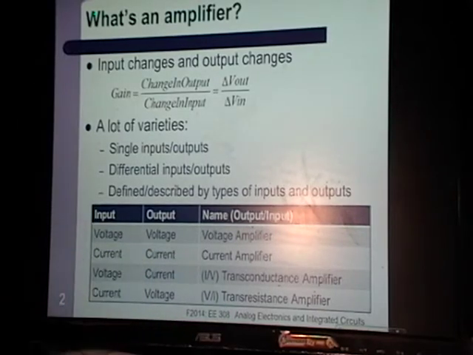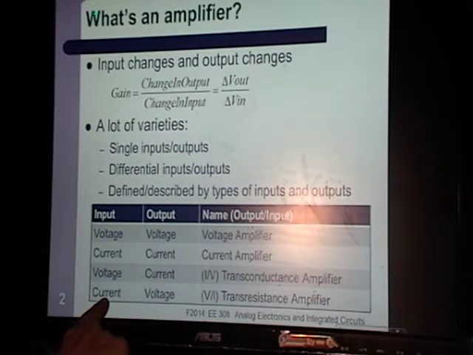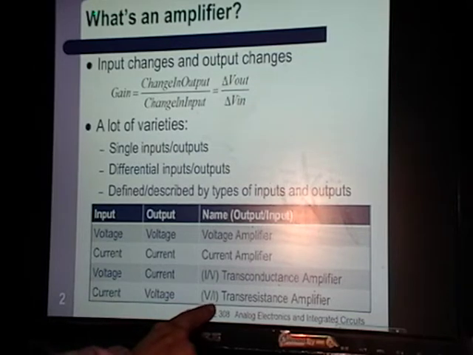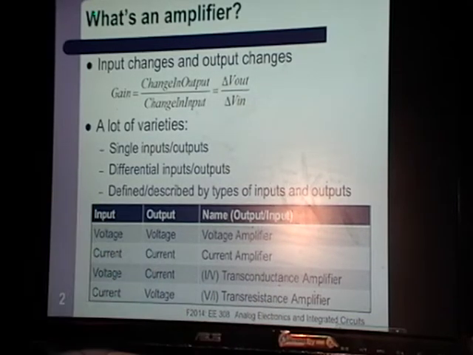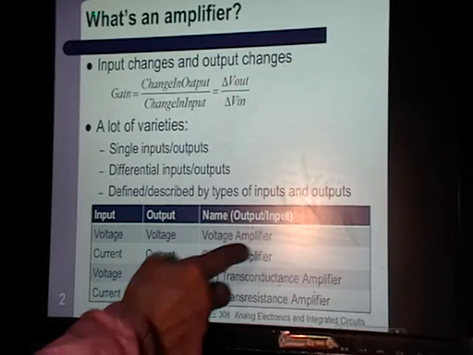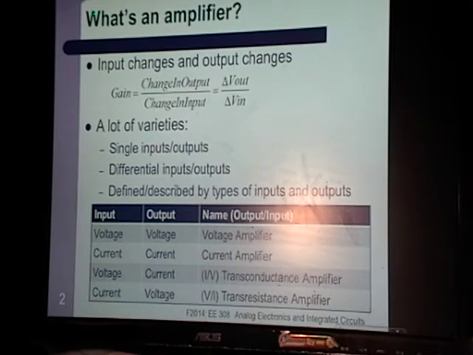And the way you can figure out the name, if you forget whether it's transconductance or transresistance, is to remember that gain is the output over the input. Actually, the change in output over the change in input. So if the output is voltage and the input is current, output over input gives V over I, which has units of resistance. So transresistance, or this is also called a transimpedance amplifier. The other is 1 over resistance, or conductance, so that's where transconductance comes into play.